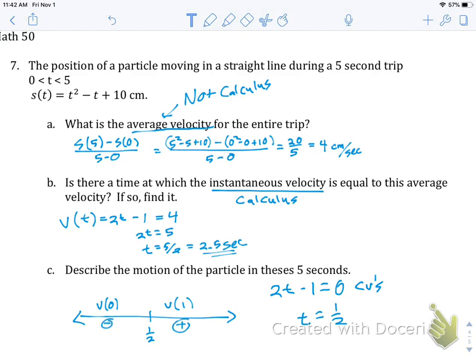So I test by putting 0 into the velocity, which is to the left of 1/2, and I get a negative. So that'd be left. And then I put 1 into the velocity, and I get a positive number out. That means I'm going to the right. So I wrote those underneath there. From 0 to 1/2, it's moving left. From 1/2 to 5, it's moving right.